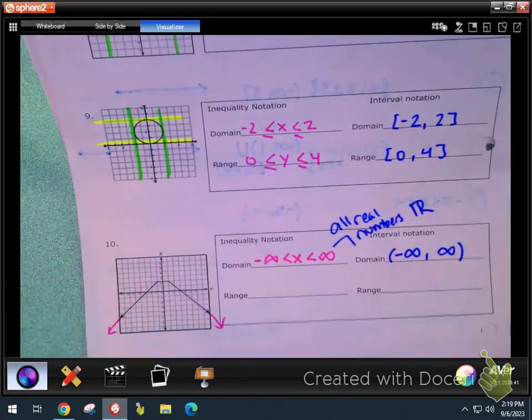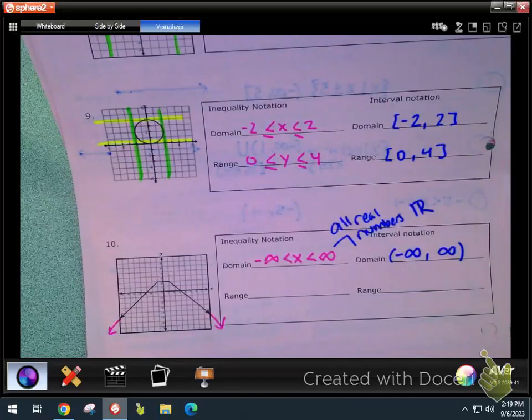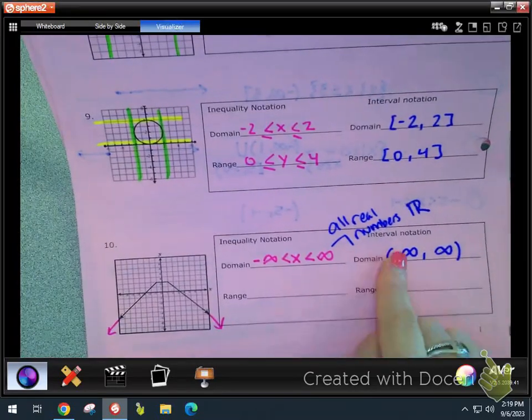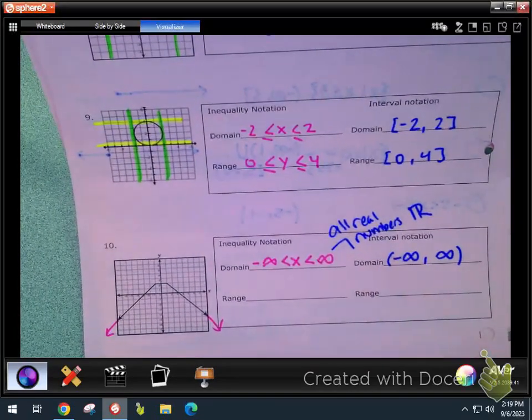If you have left and right arrows, and a lot of our functions, our domains are all real numbers. Lots of them. Because they go from negative infinity to positive infinity. A lot of them have ranges that are all real numbers as well. This one doesn't.